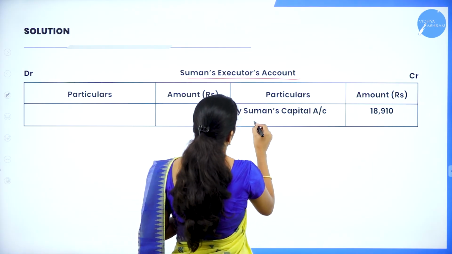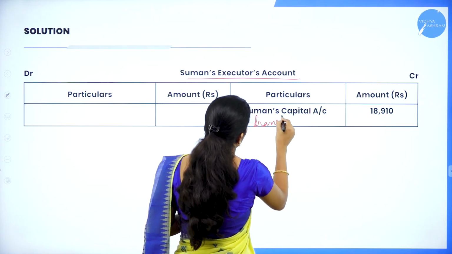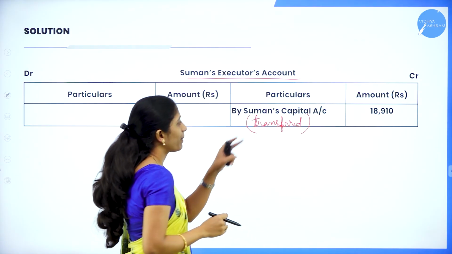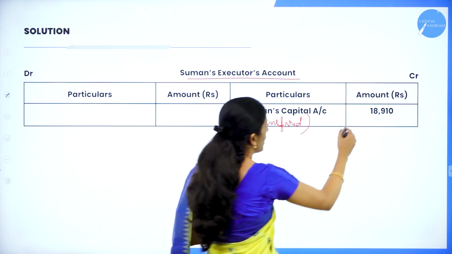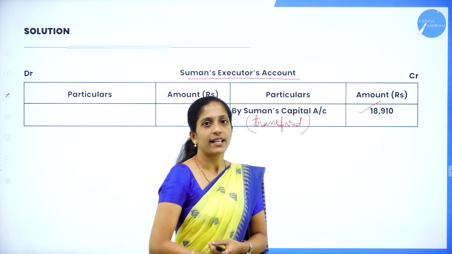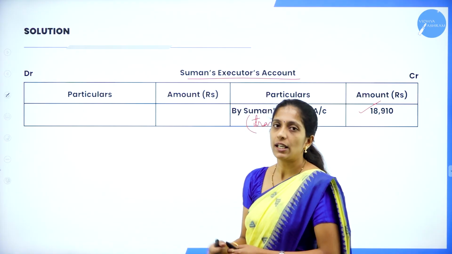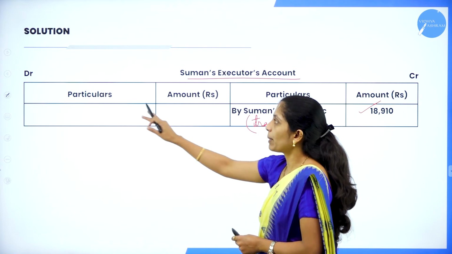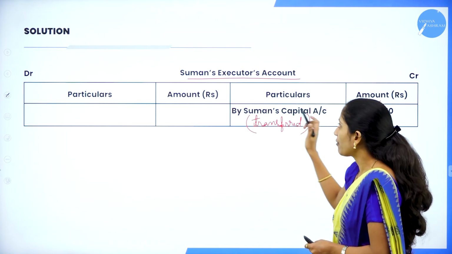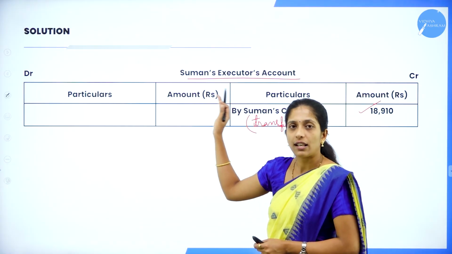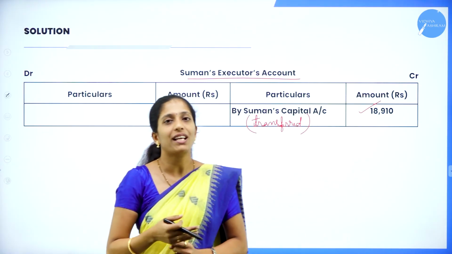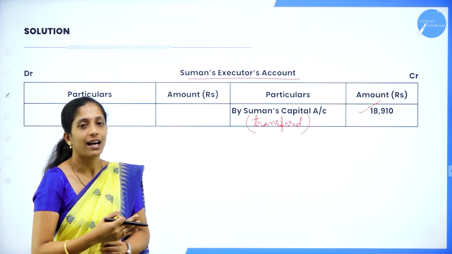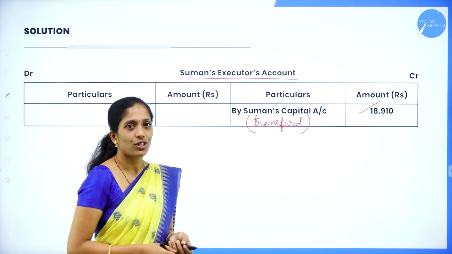By Suman's capital account. So it has been transferred from Suman's capital account: by Suman's capital account 18,910. They have not told us whether it is paid in cash immediately or paid in the form of installments along with interest. So let it be blank. In the executor's account, we take it as by Suman's capital account, whatever amount has to be paid to the executor, that is 18,910.